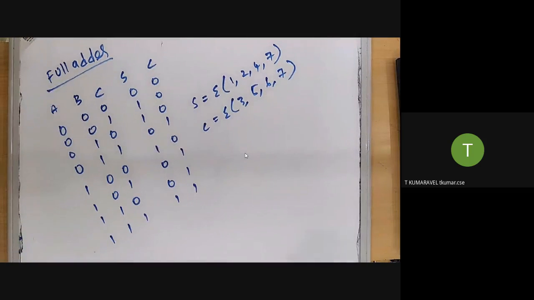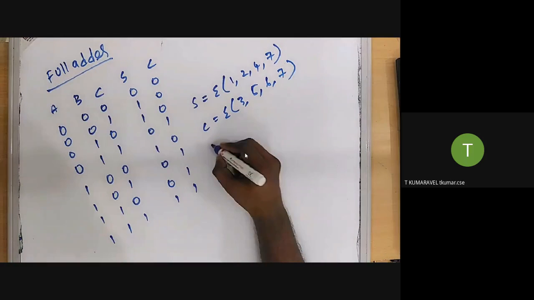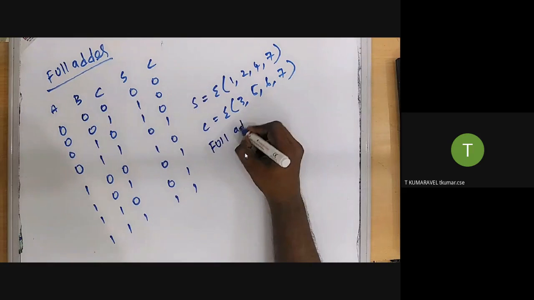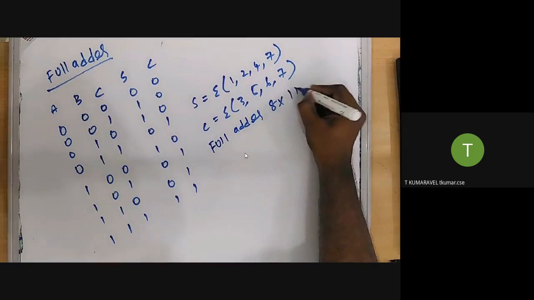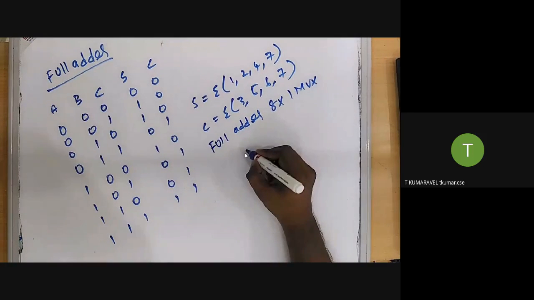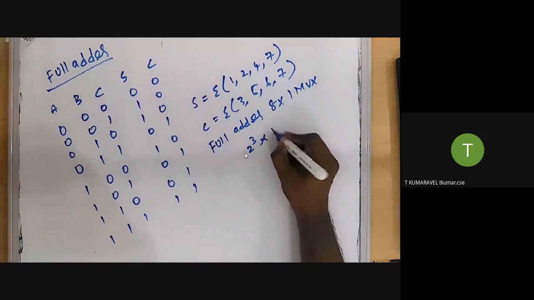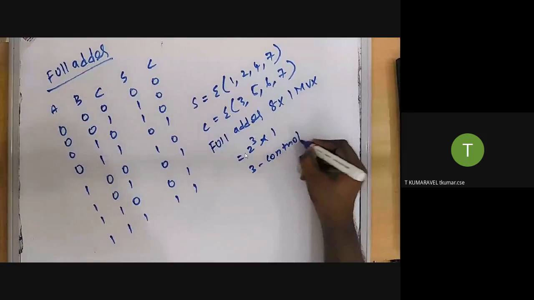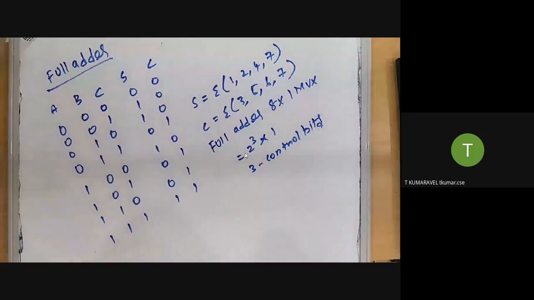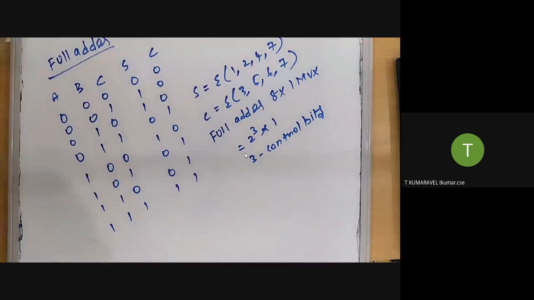They will ask you to implement the full adder using an 8 by 1 multiplexer. What is the meaning? It takes 8 data inputs, and 3 bits acting as control lines. To implement that functionality, we need two 8 by 1 multiplexers, one for sum and another for carry.